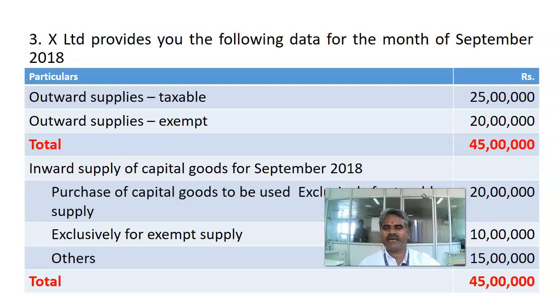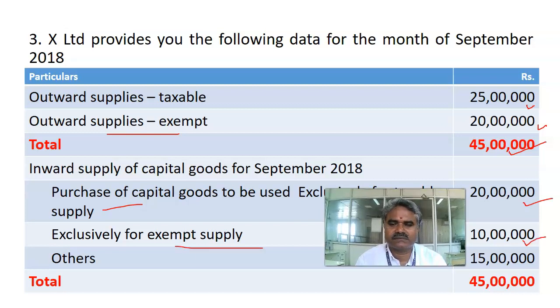You see, X Limited provides you: outward supplies taxable 25 lakh, outward supplies exempted 20 lakh, so total 45 lakh. Inward supply of capital goods for September 2018: purchase of capital goods to be used exclusively for taxable supply 20 lakh, exclusively for exempt supply 10 lakh, others 15 lakh. So total 45 lakh.